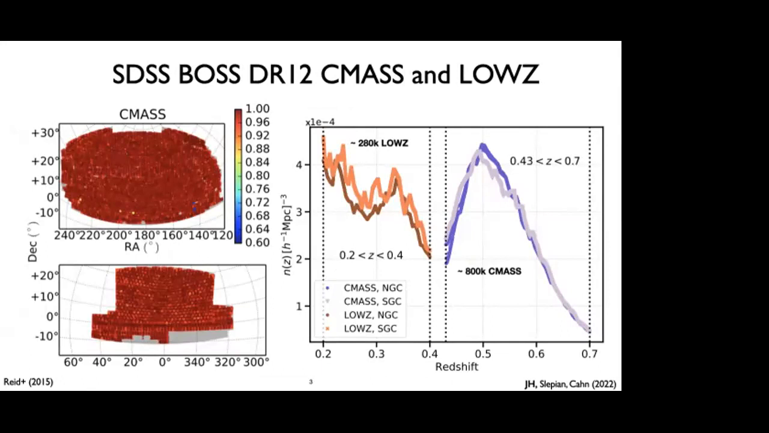The left-hand side shows the footprint of the CMASS sample. The upper panel shows the northern galactic cap, and the lower panel shows the southern galactic cap. On the right is the number density as a function of redshift. The CMASS sample is at a higher redshift range, from 0.4 to 0.7, with about 800,000 objects, while the LOWZ sample sits at a lower redshift range, from 0.2 to 0.4, with about 280,000 objects.